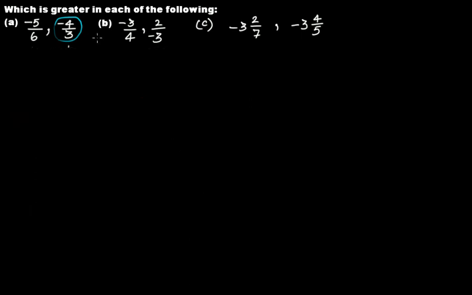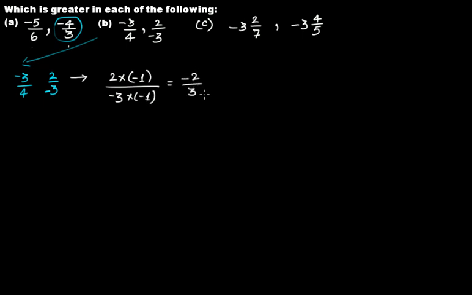In this case, you have minus 3 over 4 and 2 over minus 3. Now clearly, the first step is always to check whether the denominator is positive or not. In this case, the denominator is not positive, so make it positive. The way to do it is simply multiply both the numerator and the denominator with minus 1. You get minus 2 over 3. So now you have to compare minus 3 over 4 and minus 2 over 3.